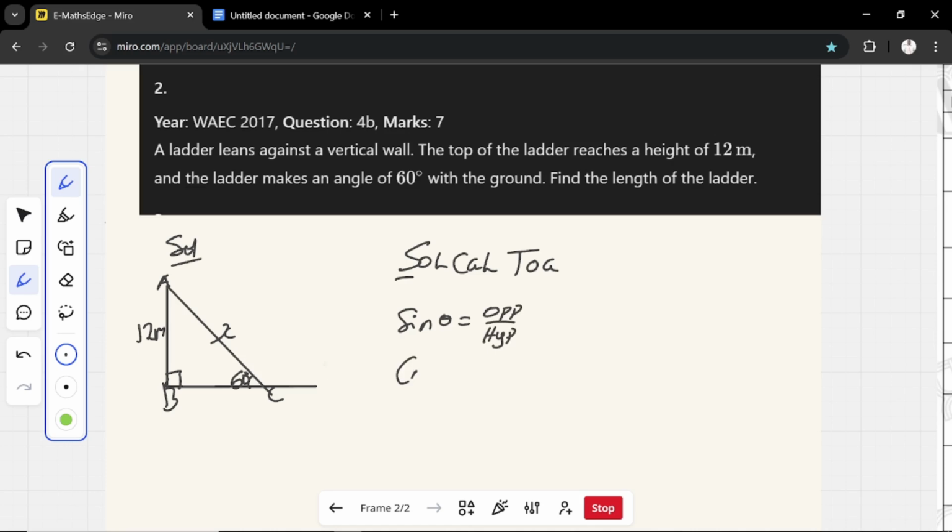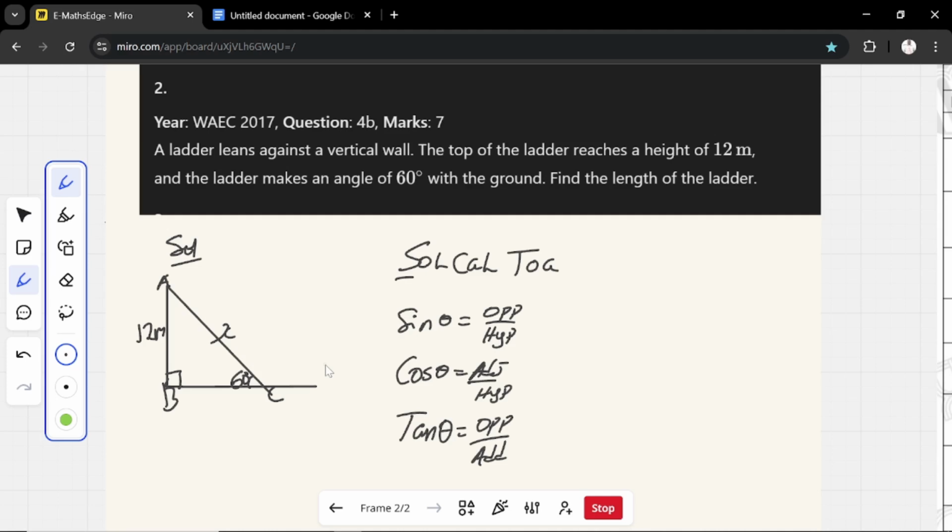And we have cos theta, which is equal to adjacent all over hypotenuse, and we also have tan theta, which is opposite all over adjacent.